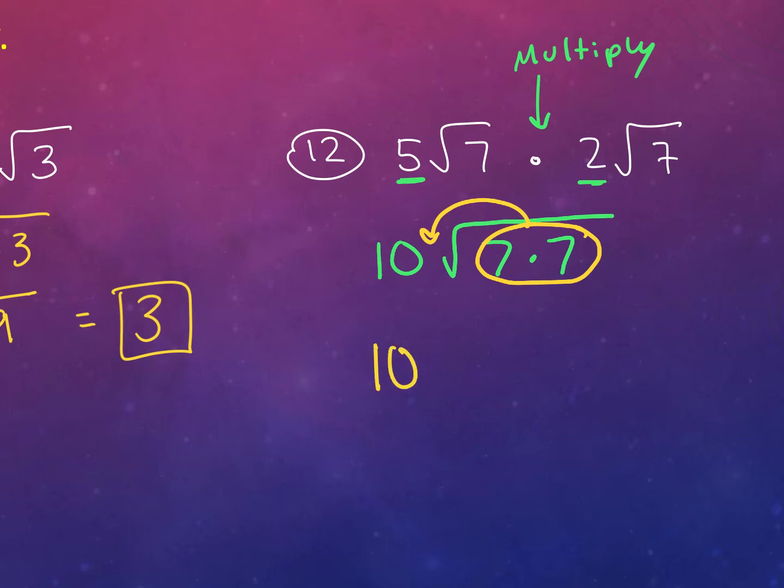So this would be 10 times 7. Do I have anything left inside the radical? Nope. So just 10 times 7, which would be 70. If we wanted to, we could multiply these together and make 7 times 7 the square root of 49. And then the square root of 49 we know is 7. So you'd get the same thing.